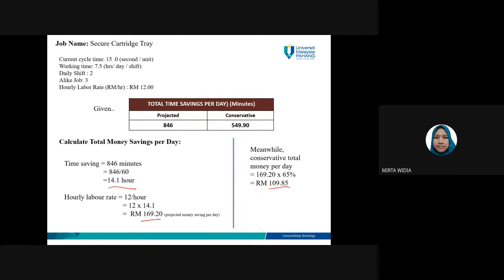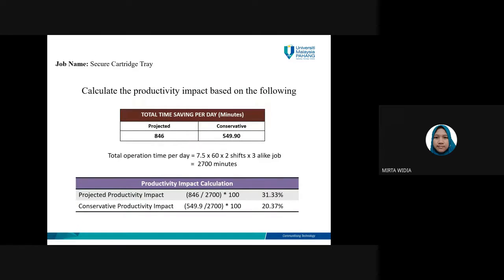Tadi adalah duit ya per hari. So macam mana pula dengan productivity? Okay, kalau productivity ni kita biasanya tengok dalam percentage ya. So tadi kita dapat 846 minit yang kita boleh jimat.